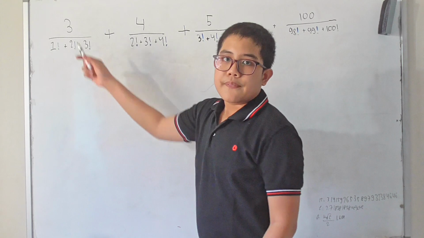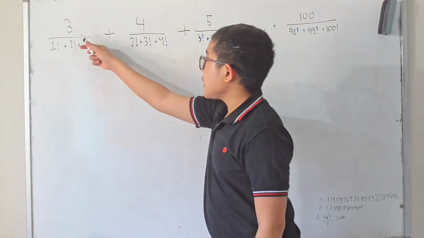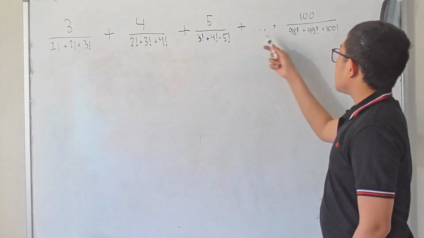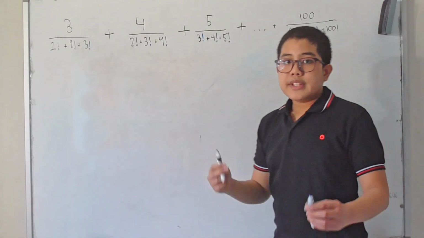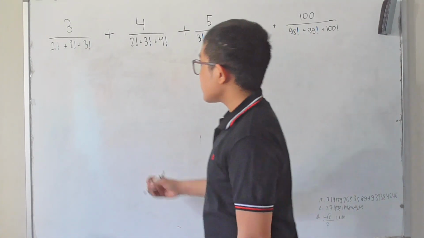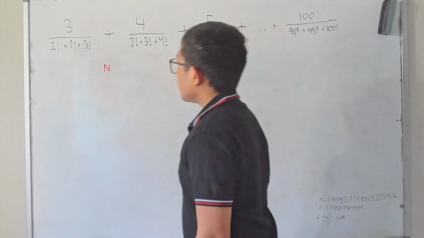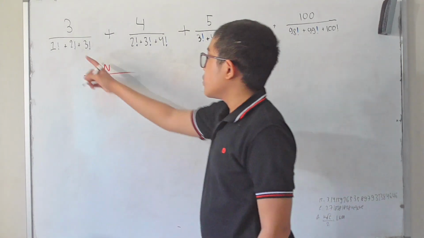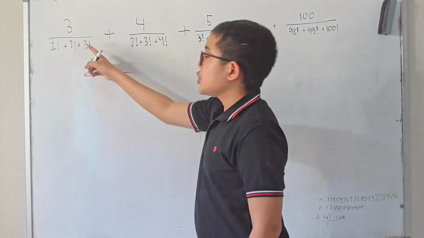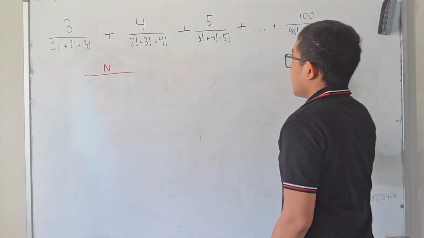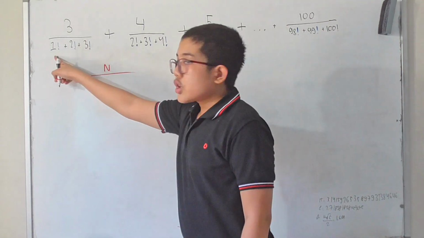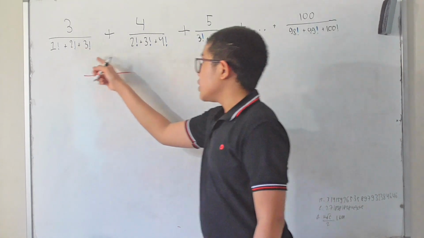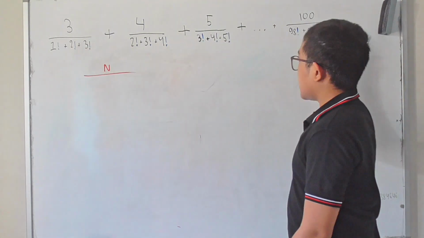At the numerator, there are going to be integers from 3, 4, 5, all the way to 100. So let's denote that with a variable. Let's say n. And then we're going to divide it by, at the denominator, we have 1 factorial, 2 factorial, 3 factorial, and so on. So basically, these are going to be the consecutive numbers: 1, 2, 3, 2, 3, 4, all the way to 100.